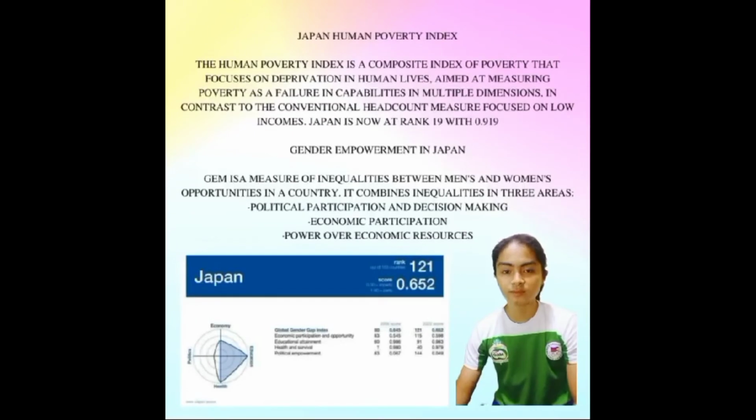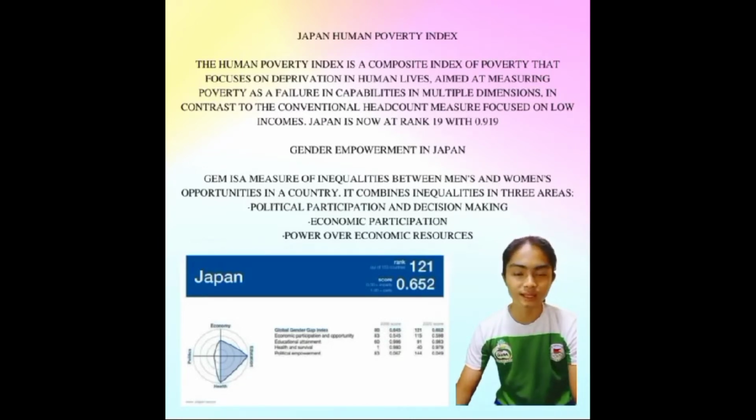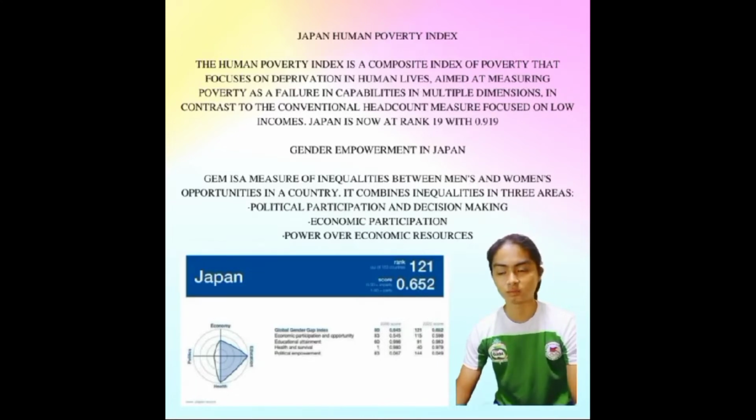Japan Human Poverty Index. The Human Poverty Index is a composite index of poverty that focuses on deprivation in human lives. It aims at measuring poverty as a failure in capabilities in multiple dimensions, in contrast to the conventional headcount measure focused on low incomes. Japan is now at rank 19 with 0.919.